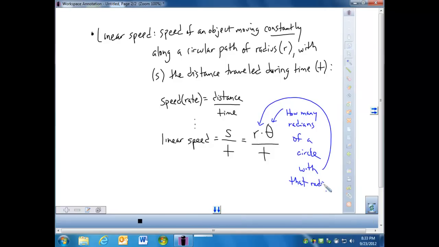So again, just to reiterate that notation, how many radians you've covered of a circle with a certain radius over the span of a certain amount of time. So make sure you get that formula squared away in your mind.